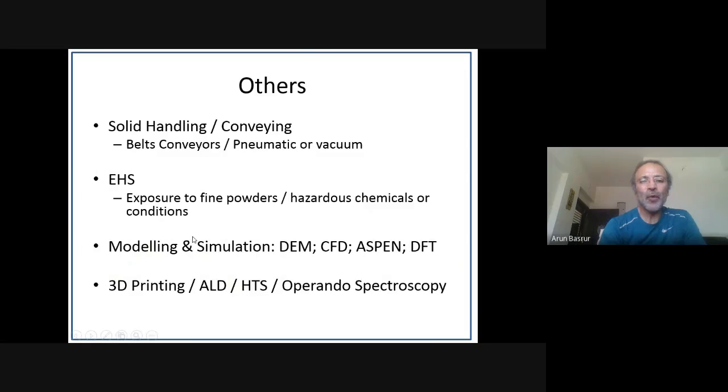Modeling and simulation are important. DEM, CFD, Aspen, which is a process design software, and density function theory are very useful in catalyst development design as well as application. Some new areas that have come up are 3D printing.